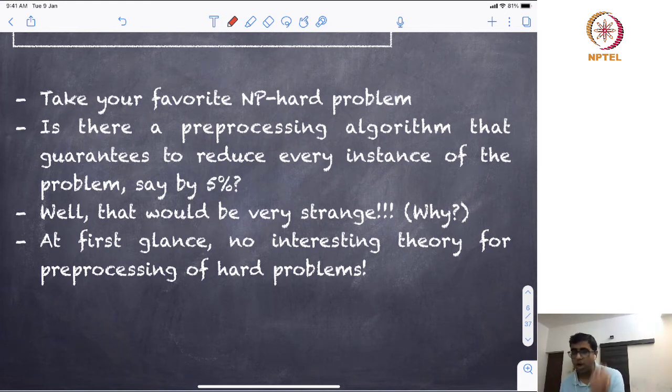In fact, even by 1 bit it is not possible, because you start with an instance that has polynomially many bits, and if you are able to reduce even 1 bit in one invocation of your algorithm, then after polynomially many applications you would have reduced it to constant size, and then you can solve the problem optimally. So that is what I meant by strange here. At first glance, there is no interesting theory for preprocessing of hard problems, and we will see how, for the kind of algorithms we would like to design, this theory naturally comes into play.